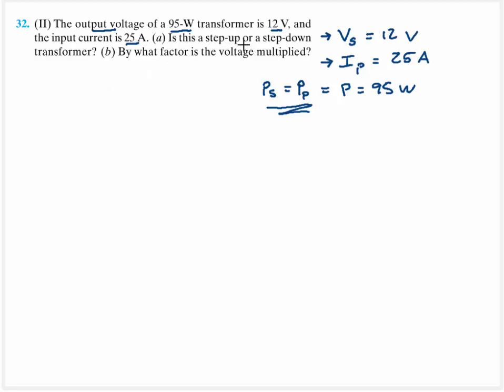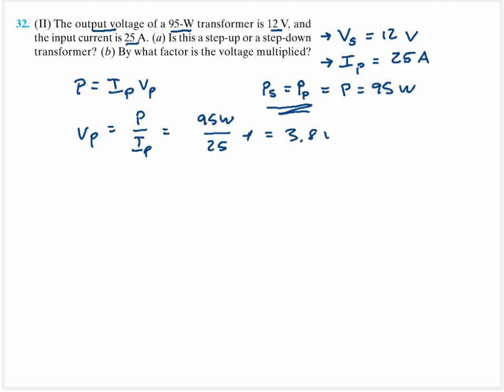Now what I'm interested in is this a step up or a step down transformer? Is the voltage higher in the primary or higher in the secondary? So I need to find out what the voltage in the primary is. I know I can write the power is going to be equal to the current multiplied by the voltage, both of these in the primary. So the voltage in the primary must be equal to the power rating of this transformer divided by the current on the primary side. So 95 watts divided by 25 amps. That's going to give me a voltage of 3.8 volts.